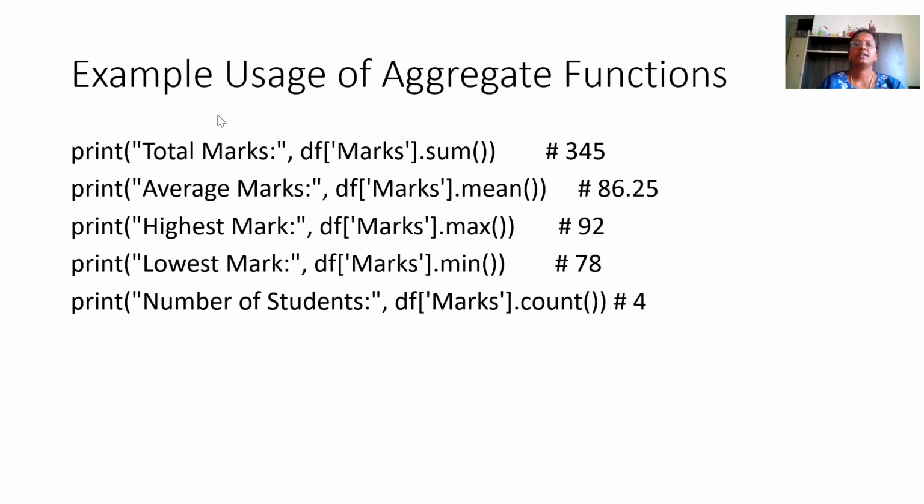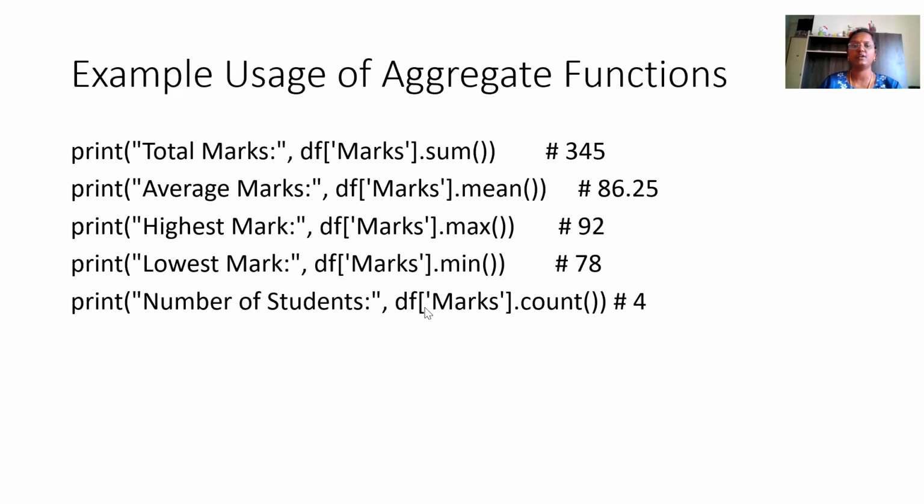In the aggregate function, you can print total marks. If you want to find out the total marks, in the data frame marks column, you have to apply sum. And if you want to find out the average, then we can use the mean aggregate function on the marks column of the data frame. If you want to find out the highest mark, then you have to apply the max aggregate function on the marks column of the data set. If you want to find out the lowest mark, you have to apply the min function on the marks column of the data frame. And if you want to find out the total number of students, then you can apply the count function on the marks. So these are the use cases.